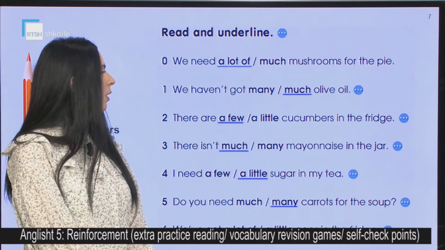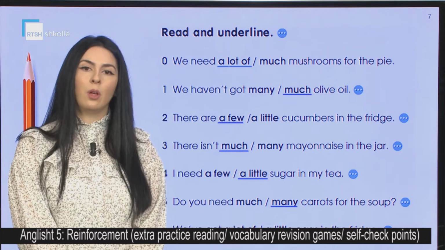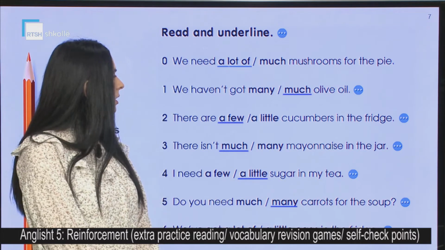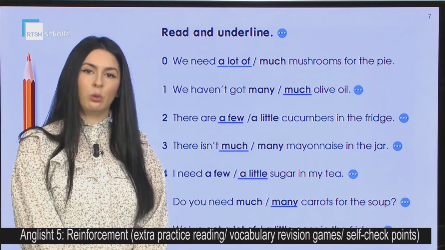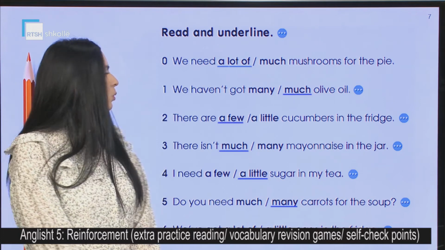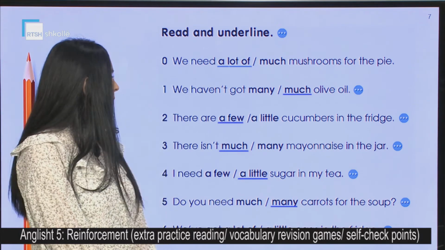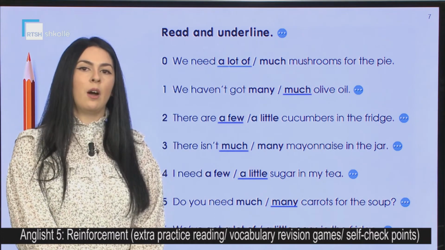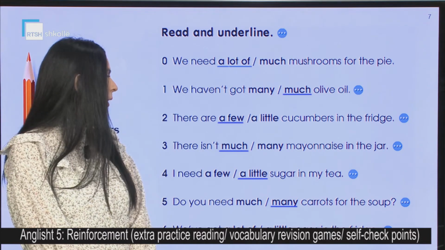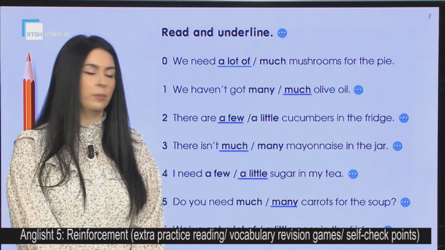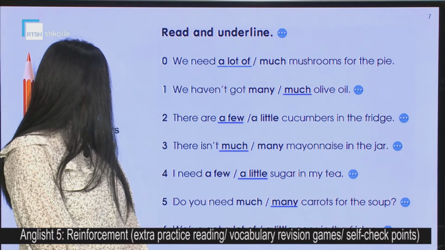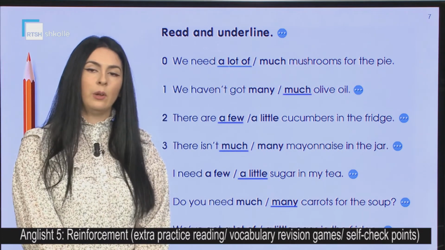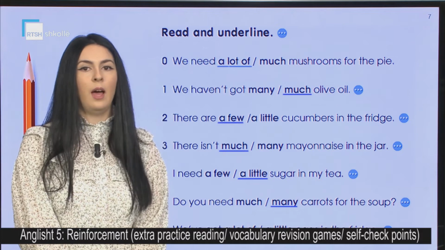There are a few cucumbers in the fridge. Why a few and not a little? Because cucumbers is a plural noun, is a countable noun. And we use a few with plural nouns, countable. There isn't much mayonnaise in the jar. We use isn't. Why? Because mayonnaise is uncountable. Then we have, I need a little sugar in my tea. It is still a little because sugar is still an uncountable noun.